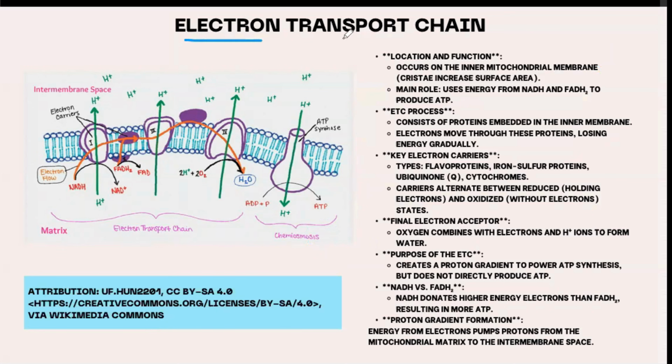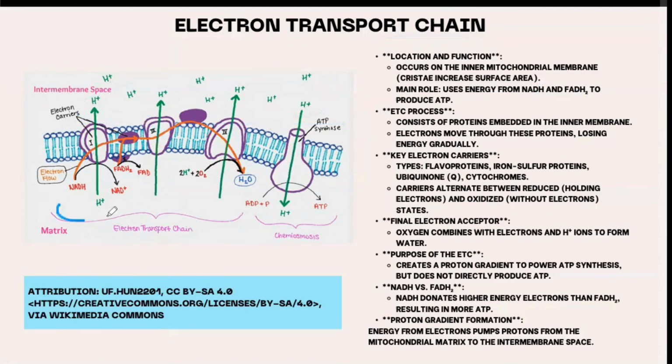The goal of the ETC is to utilize, remember, in the previous steps, we had NADHs and FADH2s. And remember, I told you those two are important because we have these hydrogens here. These hydrogens are very important, because the process is to take these and use them to eventually produce our large quantity of ATP.